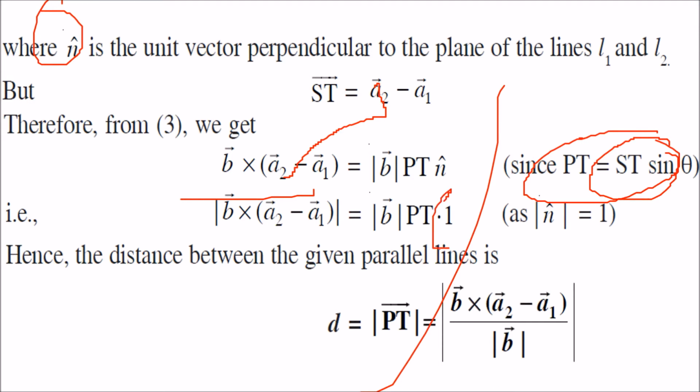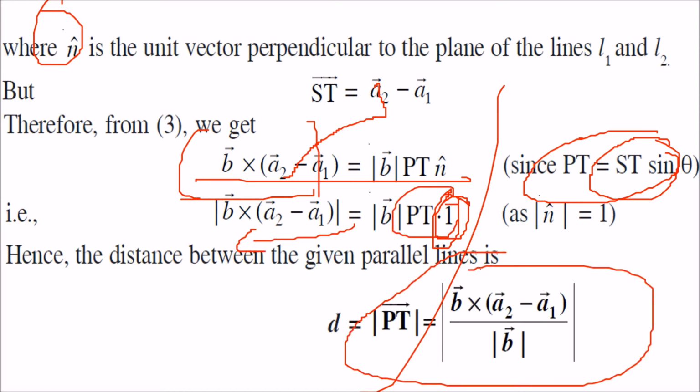And this n cap, of course, if you take the magnitude of both the sides, you get n cap as 1. So what you get? PT, which is the actual distance, divide by B here. So this will be B1 cross A2 minus A1 by mod of B.